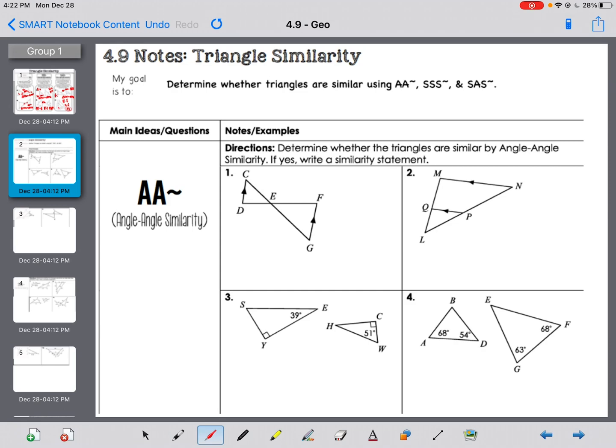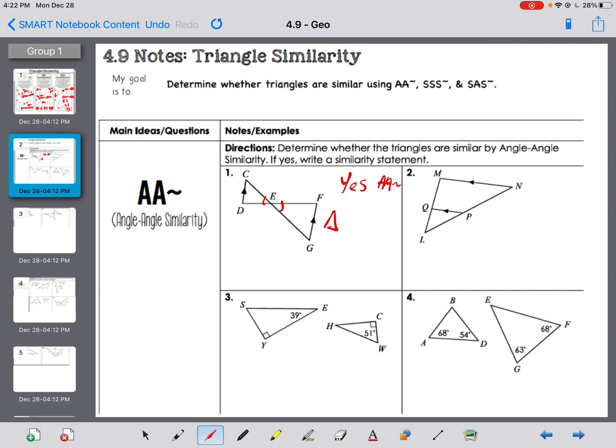So let's see if we can figure out two angles in one thing to say yes. Well, vertical angles. Awesome. So that's parallel. That's my transversal, alternate interior angles. So we got angle, angle. That's a yes.